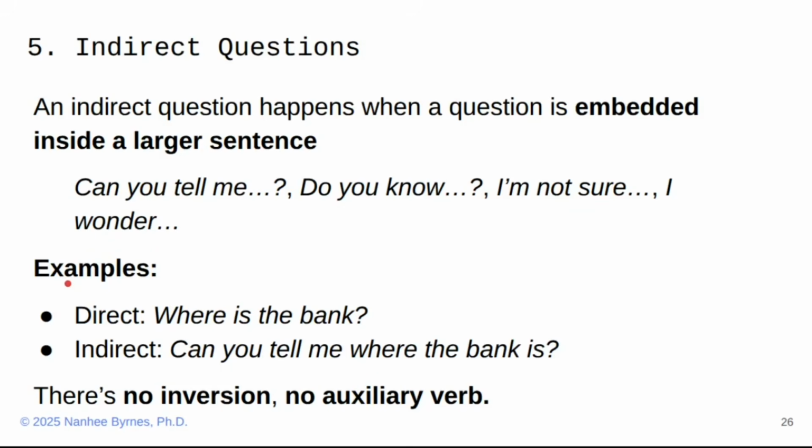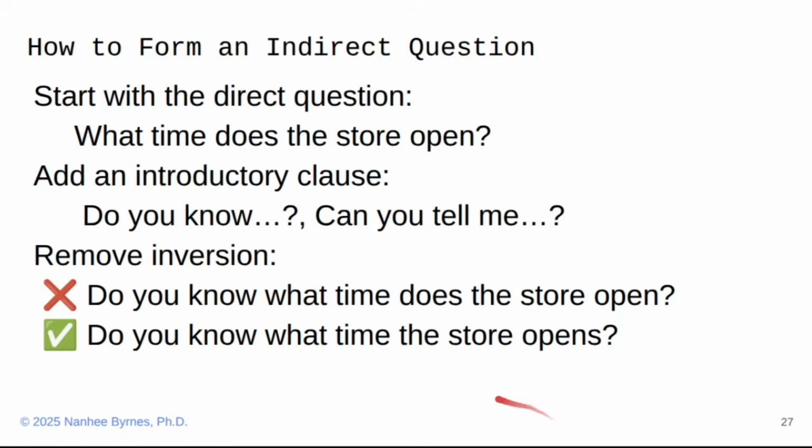In a direct question, you might say, where is the bank? But in an indirect question, you would say, can you tell me where the bank is? Notice the difference? In the indirect version, the word order goes back to normal, subject before verb, and there's no inversion. We also drop words like do, does, or did because it's no longer a direct question, but part of a statement. Here's a step-by-step way to form one.